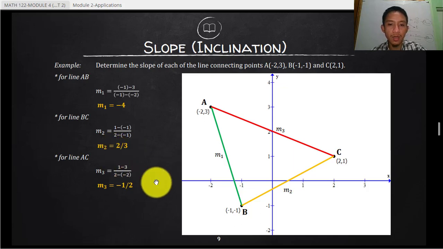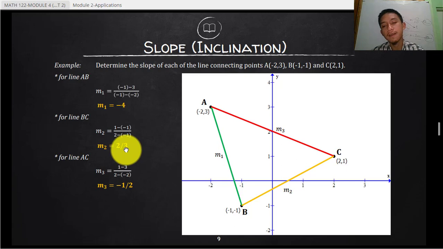By the way, why positive? Because that is going up. Even if you reverse the delta y and delta x, let's say subtract C from B, it will still be the same. You will end up with a negative on top and a negative below. This will still cancel, so that will still be positive 2/3.